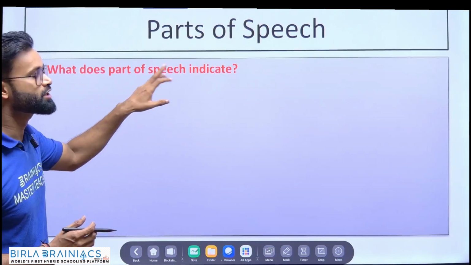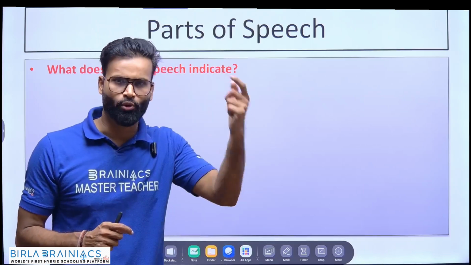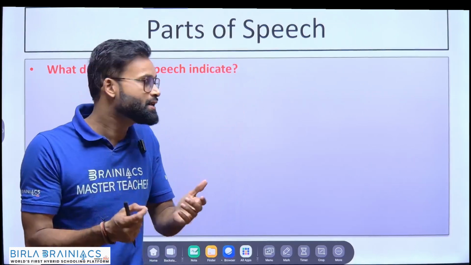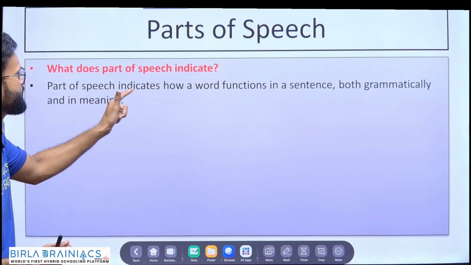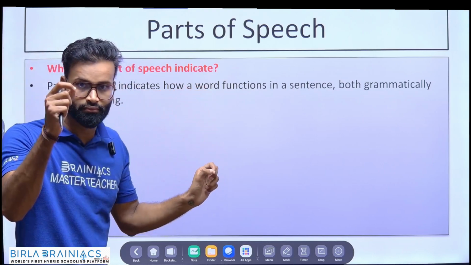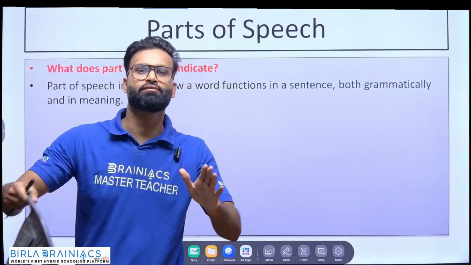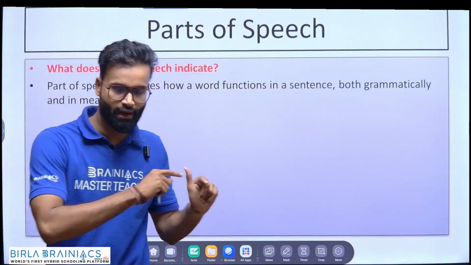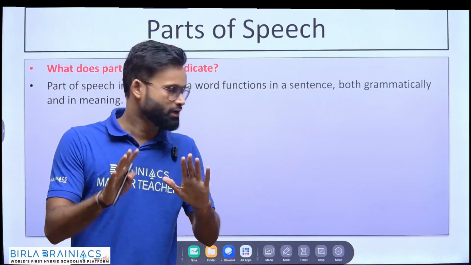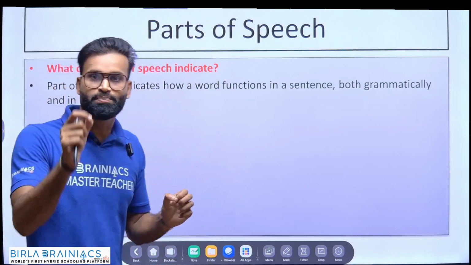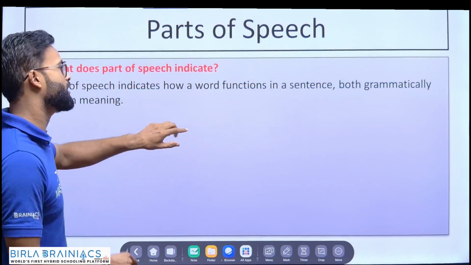Now, what does part of speech indicate? Part of speech, which may be a noun, pronoun, adjective, verb, what does it indicate? It indicates the function in a sentence. So part of speech indicates how a word functions. For example, I have this chair. What is the function of this chair? That someone can sit on it. I have a bed. What is the function of a bed? That I can rest on it. Got it? So every part of speech has its own function in a sentence, both grammatically and in meaning.